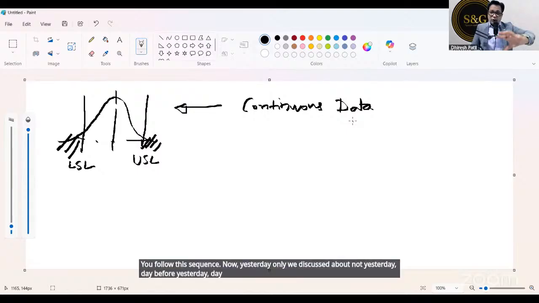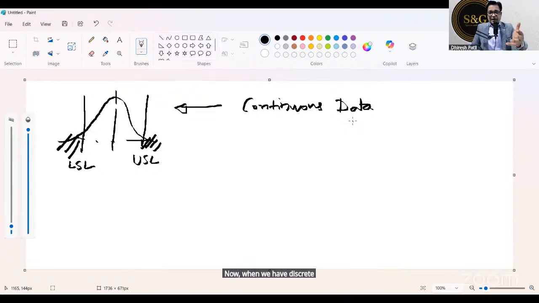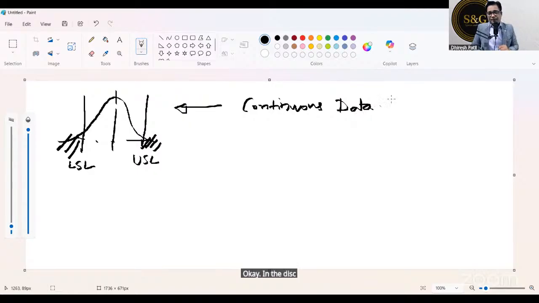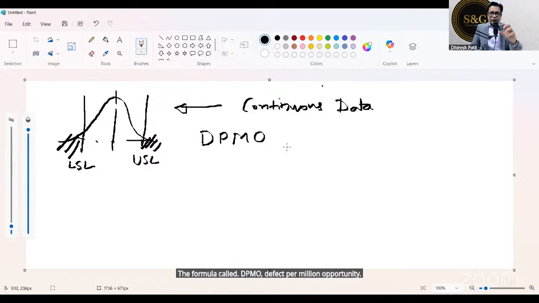what is continuous data and discrete data as well, right? Now when we have discrete data, there is a different way of calculating process capability analysis. In the discrete data, we calculate the process capability analysis with a formula called DPMO, defects per million opportunities. Let me give you a quick background about it.